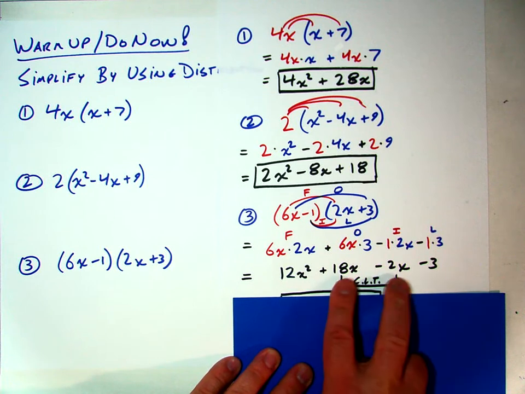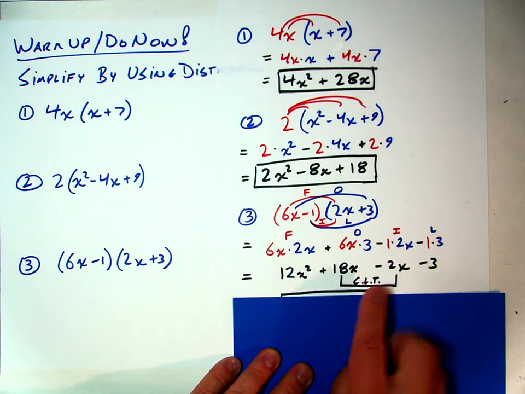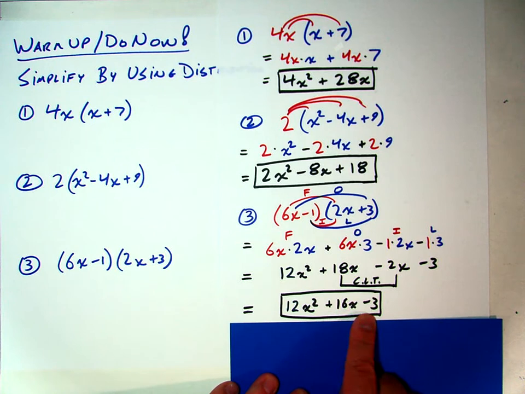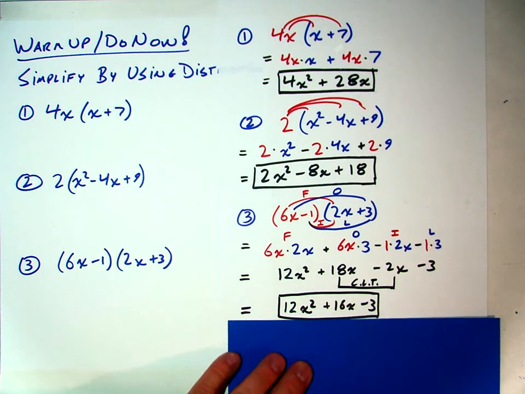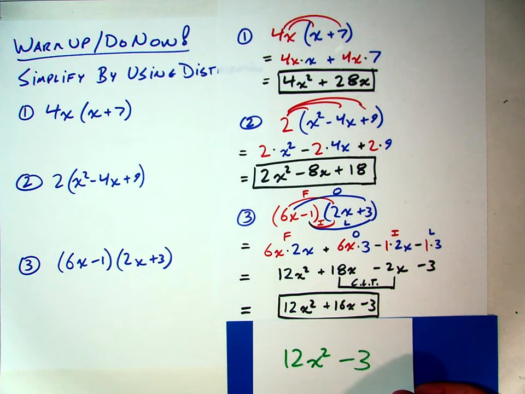Combine like terms. We can't combine the x squareds with the x's, but we have 2 terms with x's that have an exponent of 1, which is implied, not written. So 18 minus 2 is going to give us 16x. So it's 12x squared plus 16x minus 3. So who can tell me, the few of you who had this answer, 12x squared minus 3, what did you do? What did you miss?